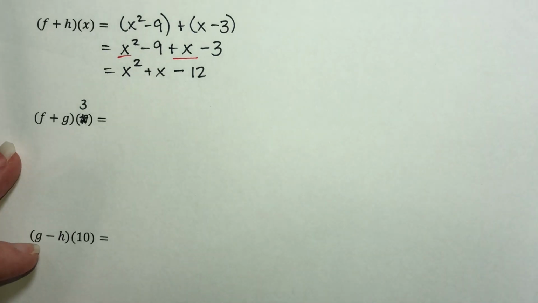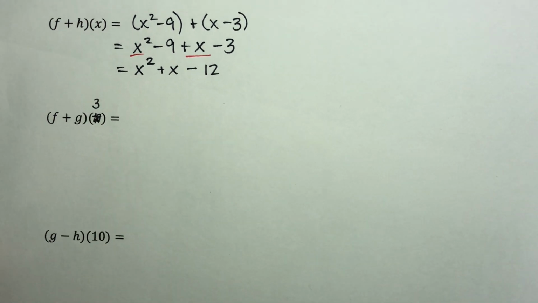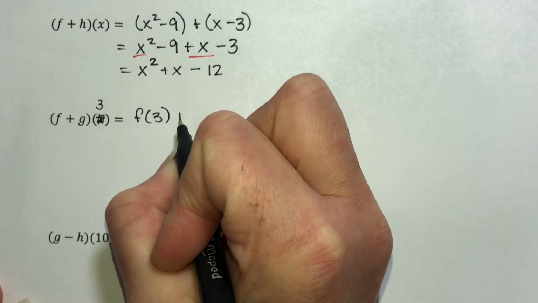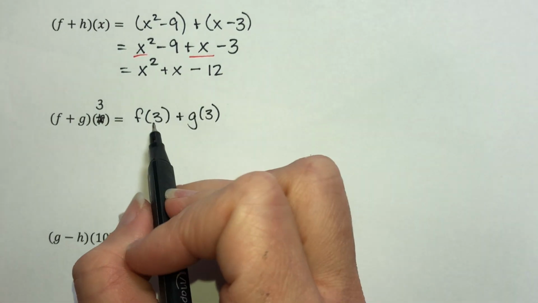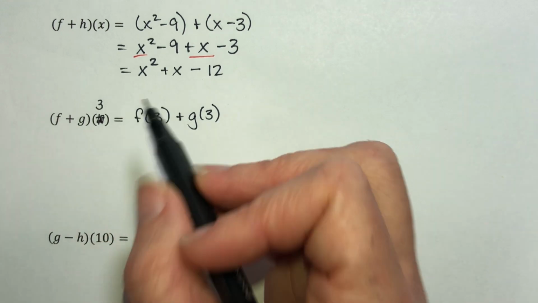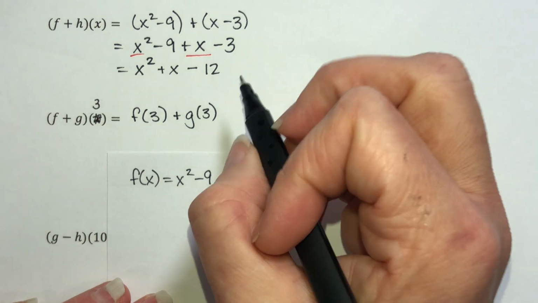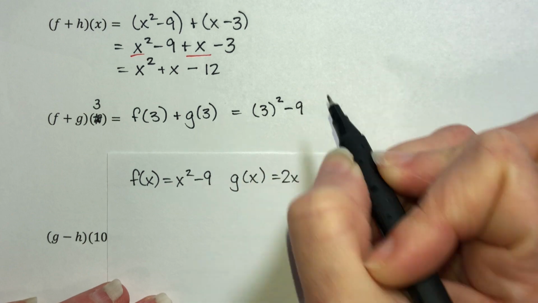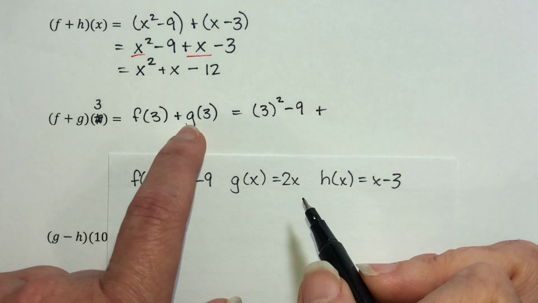So I could find f of x plus g of x, combine them, and then plug in 3, and it would work. Or I can find f of 3 plus g of 3. And remember your notation. This means you take the 3, and you're going to plug it into your f value. Again, I have these written down. My f is x squared minus 9, so this would mean 3 squared minus 9. That's your f of 3, plus g of 3.